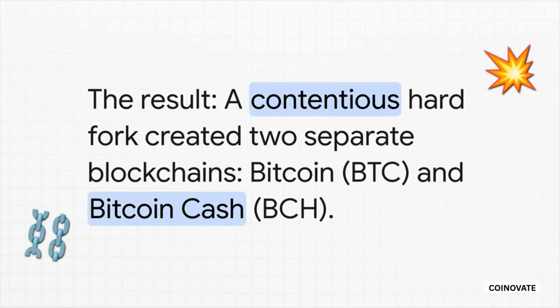Since they just couldn't find a compromise, the Bigger Blocks team decided to pull the trigger on a hard fork. And just like that, the chain split. A brand new cryptocurrency, Bitcoin Cash, or BCH, was born. And from that day forward, it existed right alongside the original Bitcoin, BTC.